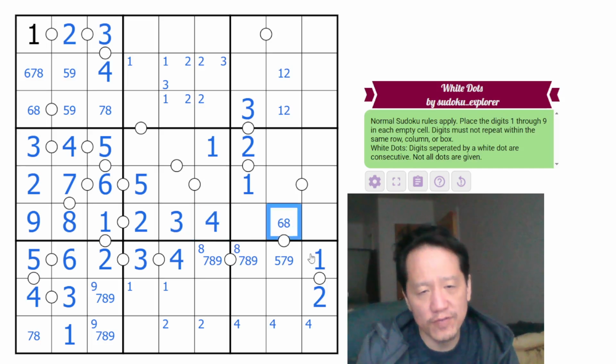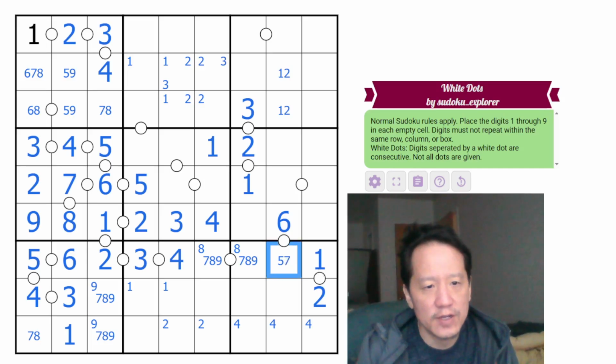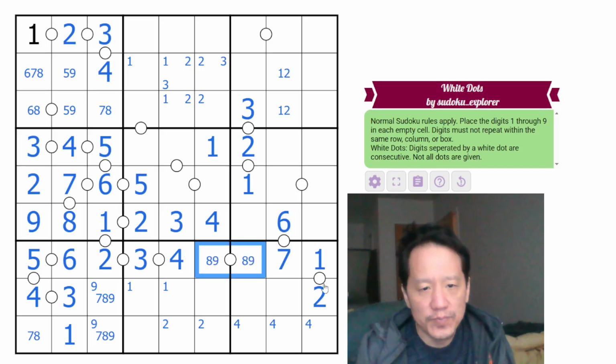This can no longer be 4. This can't be 8. This has to then be 6. And 6 is only consecutive with 5 or 7. So this is 5 or 7, but we have a 5 here, so this can't be 5, so this must be 7, which makes this an 8 and 9 pair.